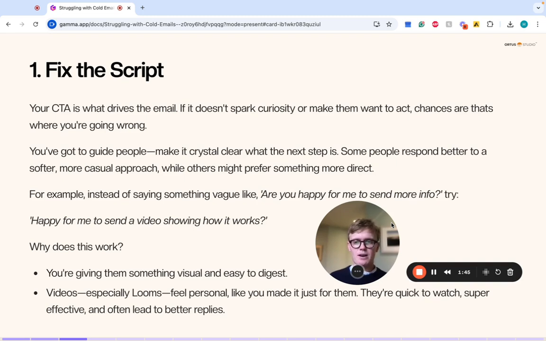And the reason that works is you're giving them something visual and easy to digest. And what I've found is videos, especially Looms, feel personal, like you made it just for them. And more often than not, because you ask them if they'd like you to send it, once they give you a positive response saying yeah, they'd like to receive it, you can then go make it bespoke. Ultimately, they're super quick to watch, super effective, and they just lead to better replies, what I've found. So the first thing when it comes to fixing the script is adjusting the call to action.